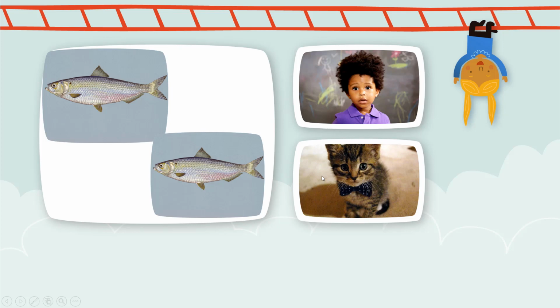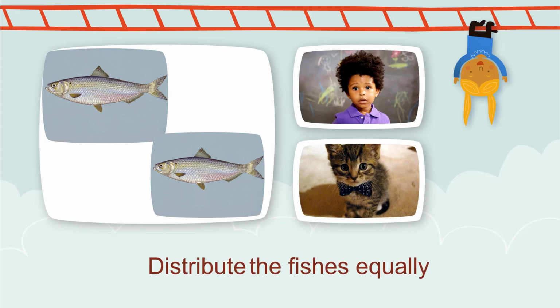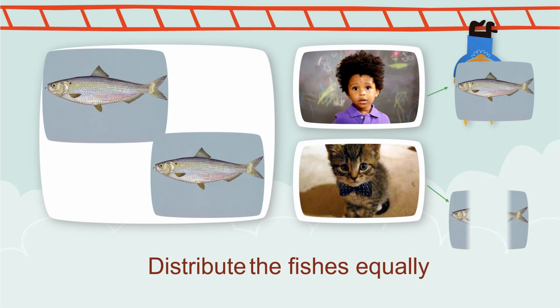And what should I do now? I have to distribute the fishes equally for both of them. So to distribute the fish equally, Ahmed will take one fish and his cat will take one fish. Both of them are now satisfied and this is fair because both of them eat the same number of fishes.